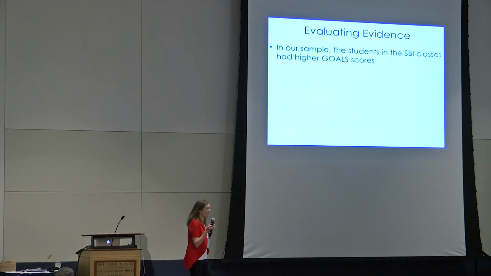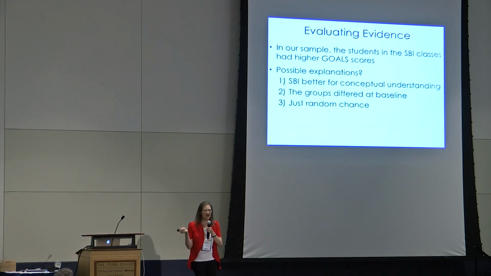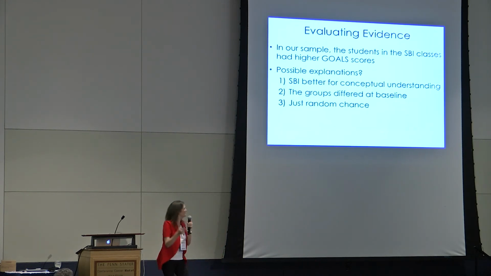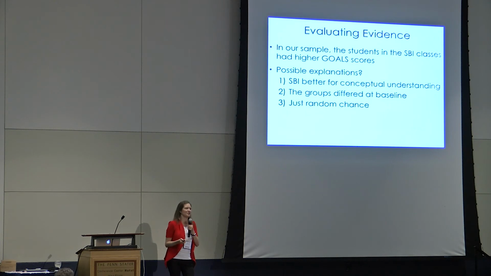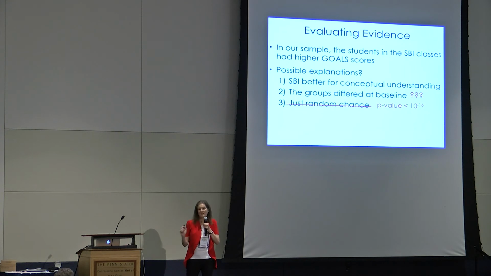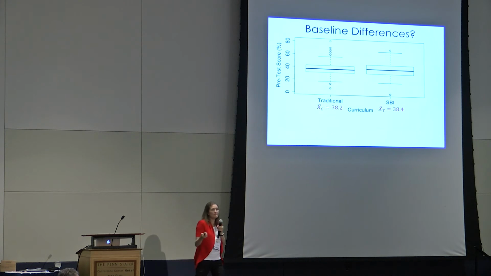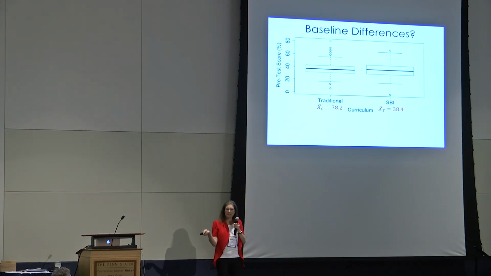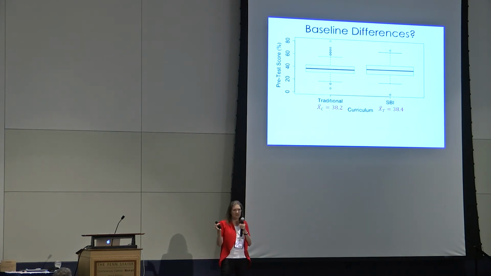So in our sample, the students who had SBI have higher goal scores. What are the possible explanations? And this is supposed to be redundant by this point. So maybe SBI really is better for conceptual understanding, but maybe the groups differed at baseline and maybe it's just random chance. So it's not just random chance, but what about groups differing at baseline? We did not use random assignment here. So we can look at pretest scores as one measure of baseline differences, and it looks pretty similar between the two groups. The treatment group is 0.2 of a point higher, but that's not going to explain the kind of differences that we saw.